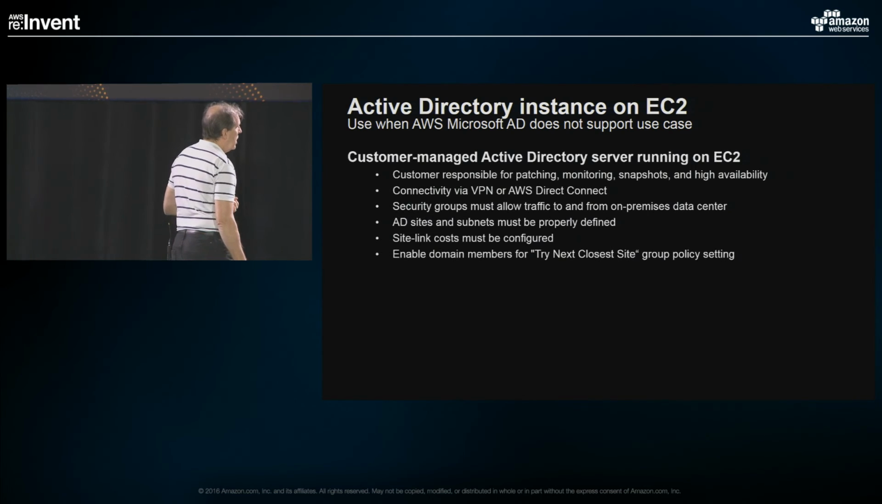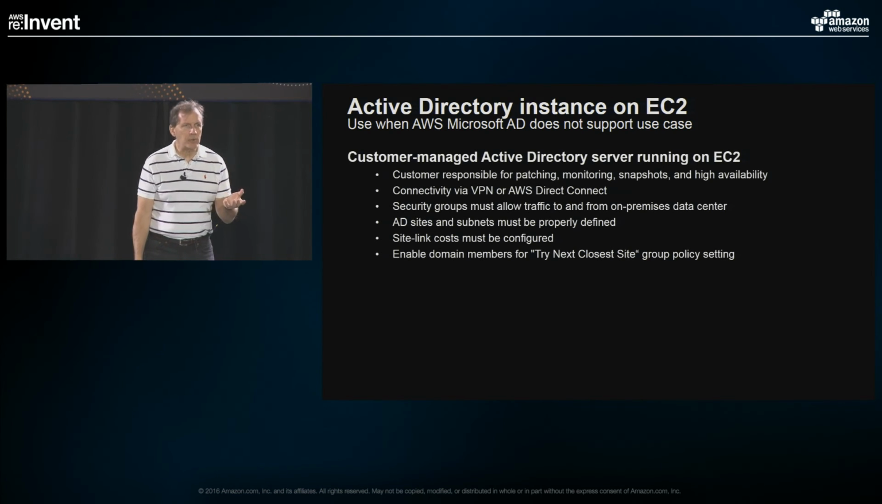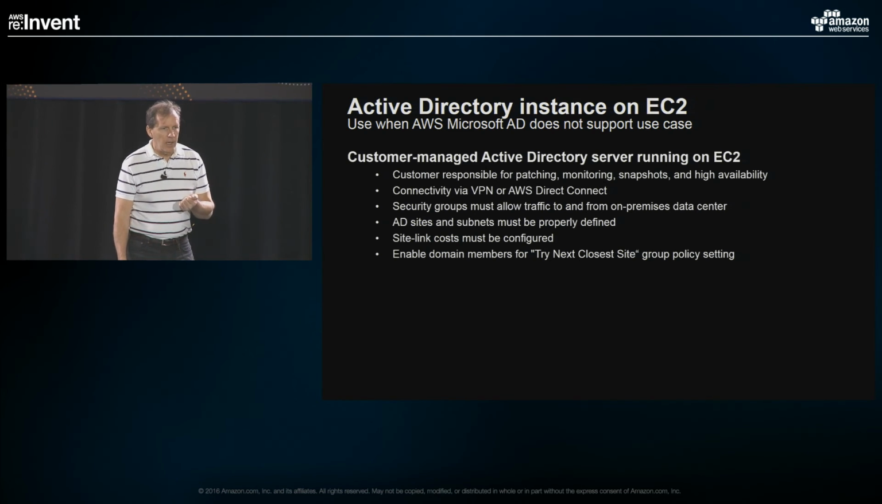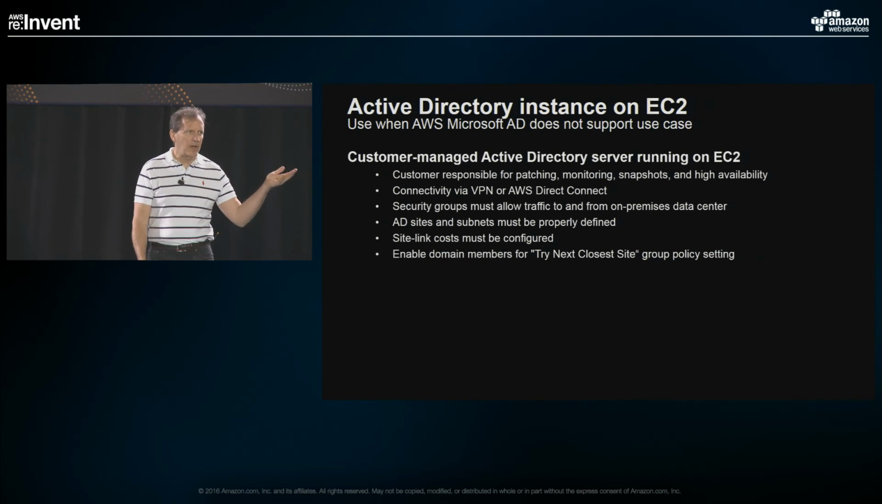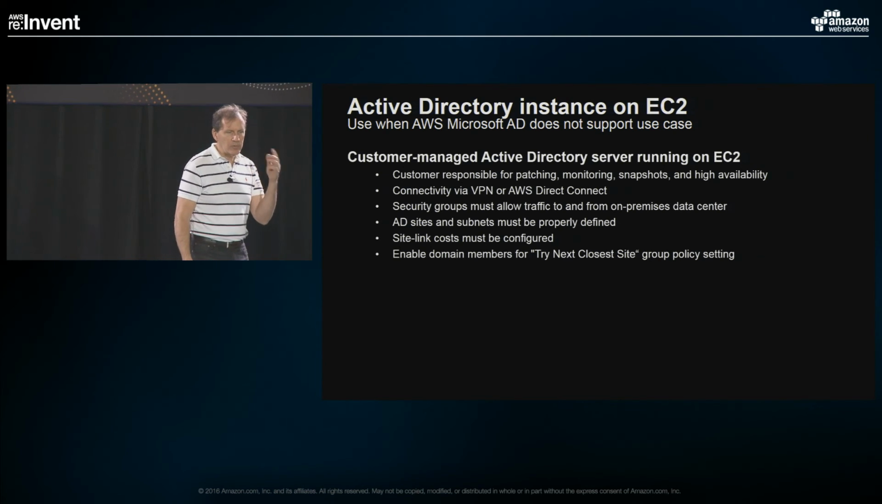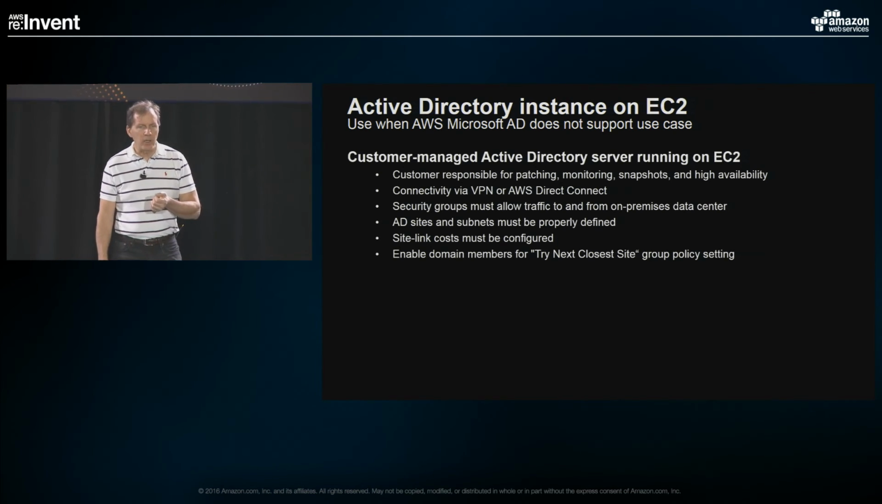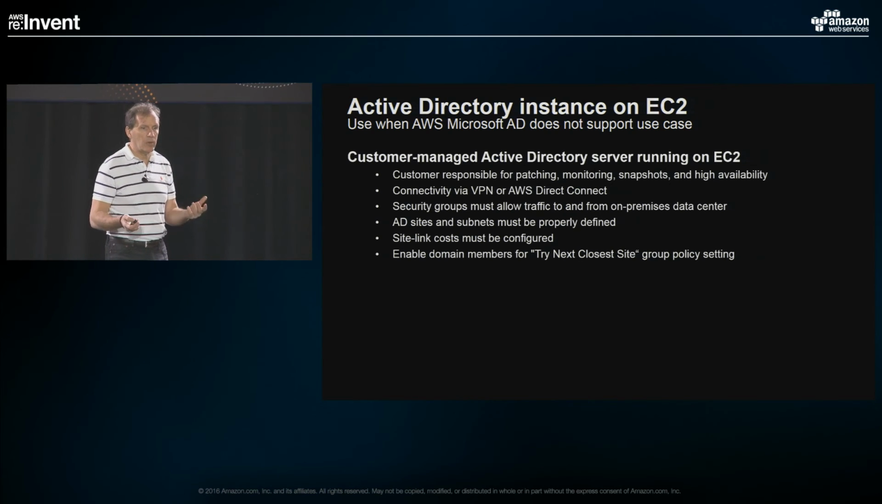All right, so again, you want to use this when Microsoft AD does not support your use case. Because you have a lot of work to do, you're going to have to worry about your backups. You're going to have to worry about how you're going to do your connectivity. The connectivity is still an issue for both Microsoft AD and for running AD on EC2. You have to choose VPN or Direct Connect. You have to make sure you set up your security groups properly. In the case of Microsoft AD, we set the security groups automatically for you, so you don't have a lot of work to do there.